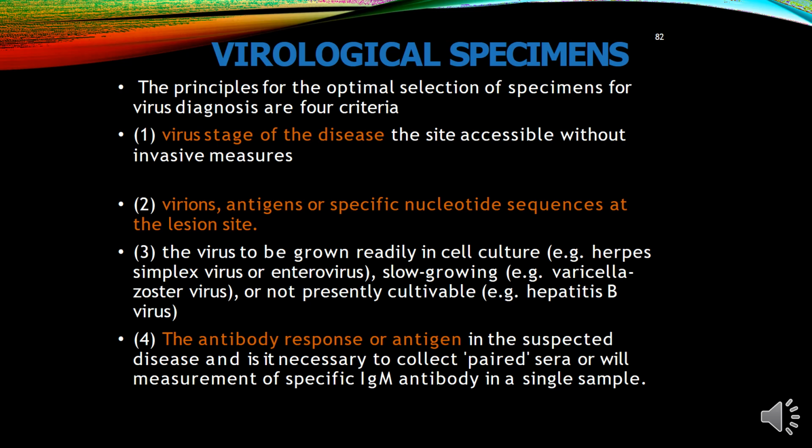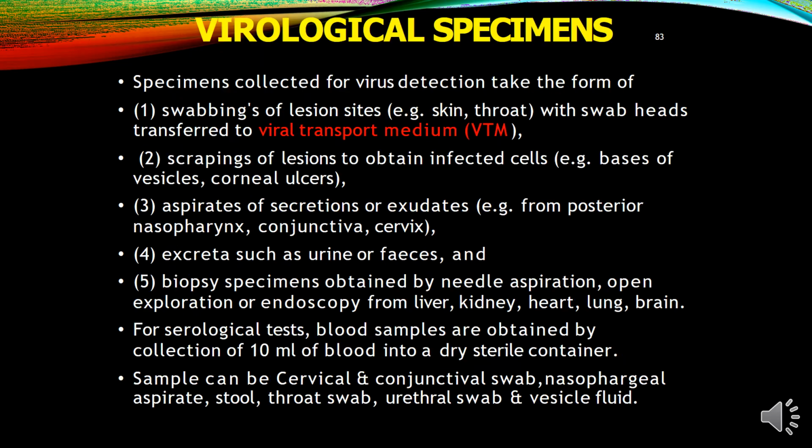Virological samples. The principle of the optimum selection of the specimen for diagnosis has 4 criteria. First is the virus and staging of the disease. Second is variants, antigens, which are specific for nucleotide sequence at the lesion. The third one is that the virus should grow readily in the cell culture. The fourth is antibody response to the antigen in the suspected disease. It is necessary to collect the paired sera or measure the specific IgM antibody in a specific sample.